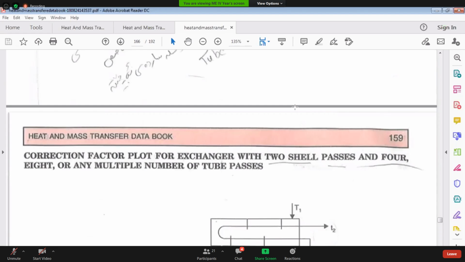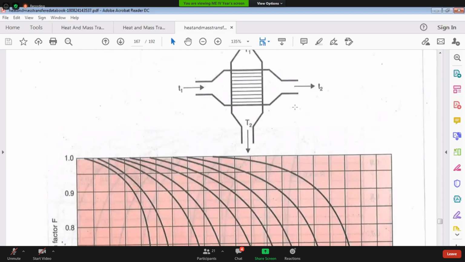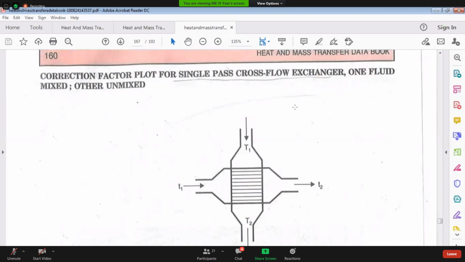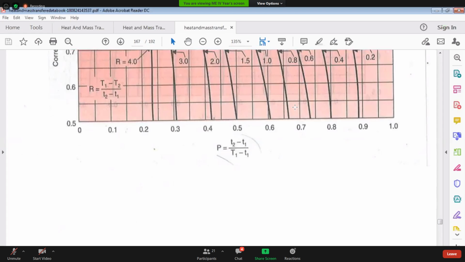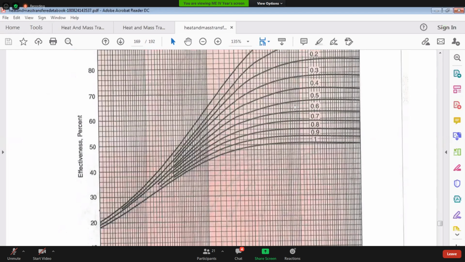Correction factor plot for different cases. Correction factor if both fluids are unmixed, or one fluid is mixed and the other fluid is unmixed. Next, effectiveness of parallel flow.